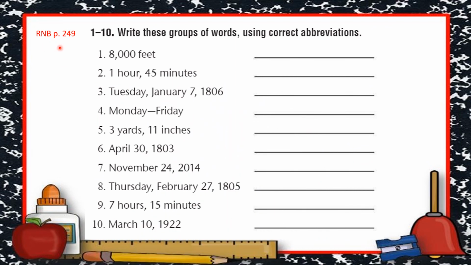Last is RNB page 249. So write these groups of words using correct abbreviation. So this time we're going to abbreviate units of measurement and days and months of the year. So we'll do number 1 for exemplification purposes, and then the rest you have to do independently. So how do you abbreviate feet in 8,000 feet? The answer is 8,000 FT and a full stop. So for your information, whether it's foot or feet as unit of measurement, you follow the same abbreviated format. So please do the same for items 2 until 10.